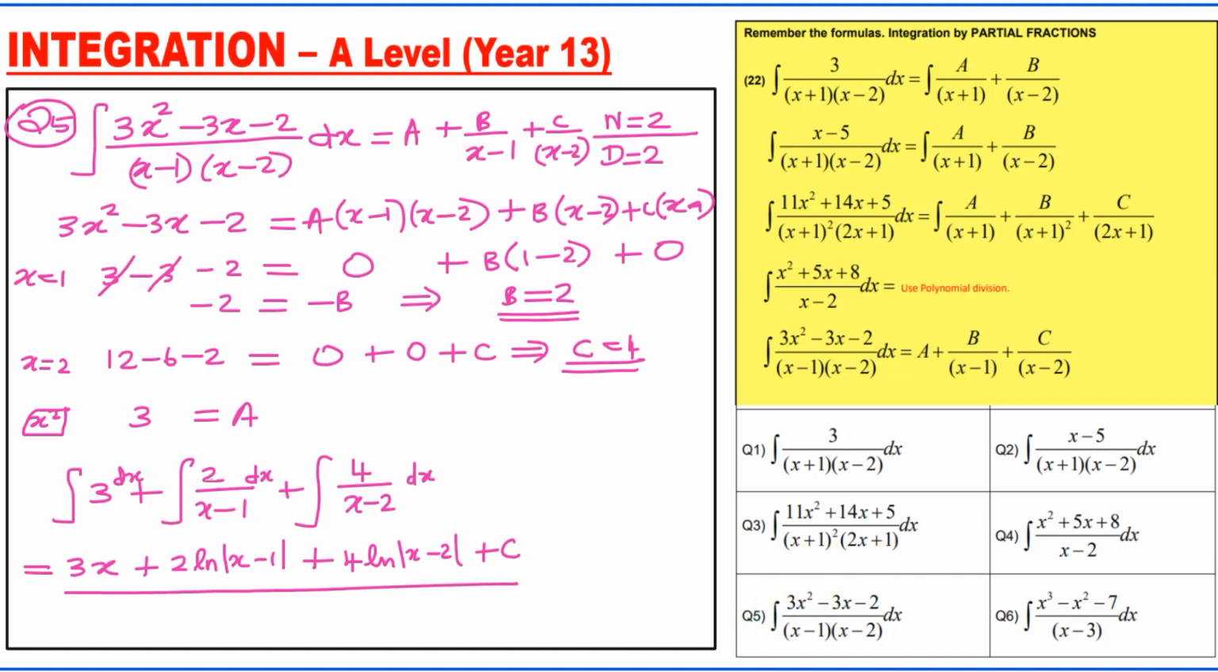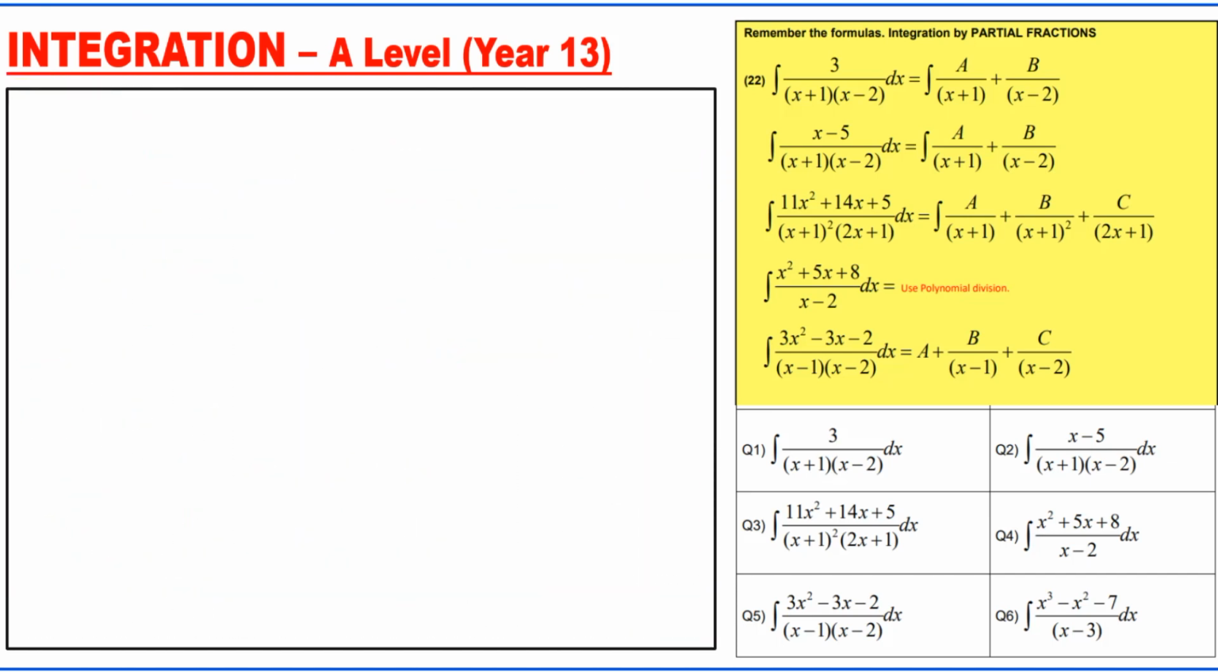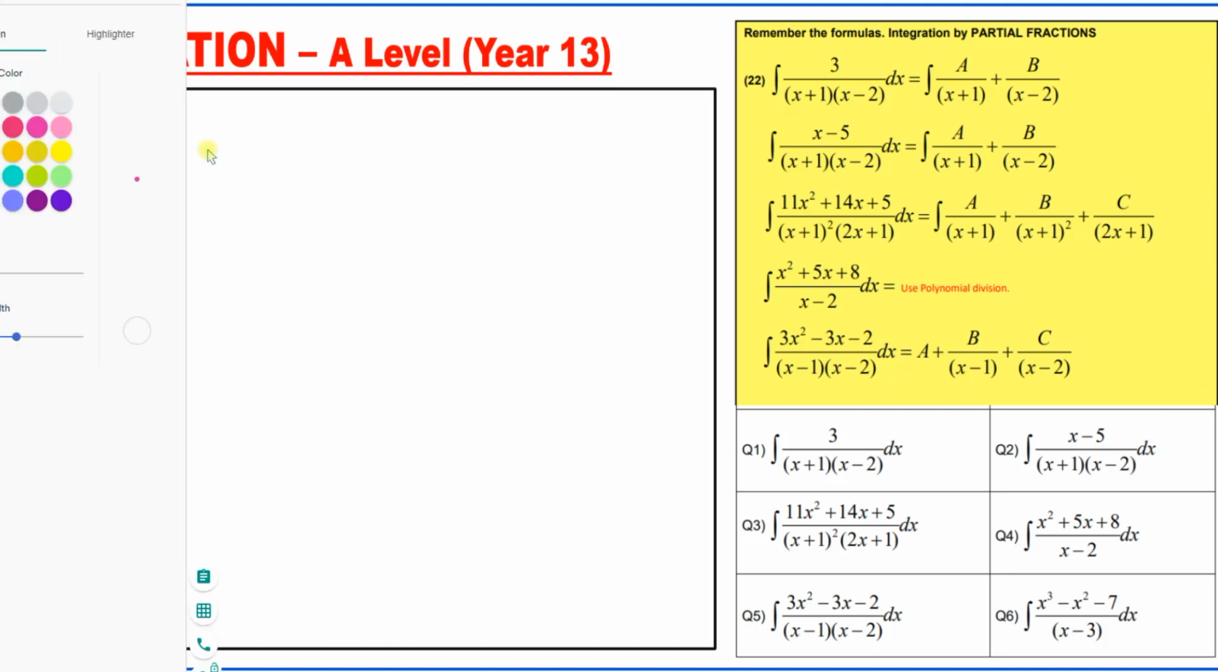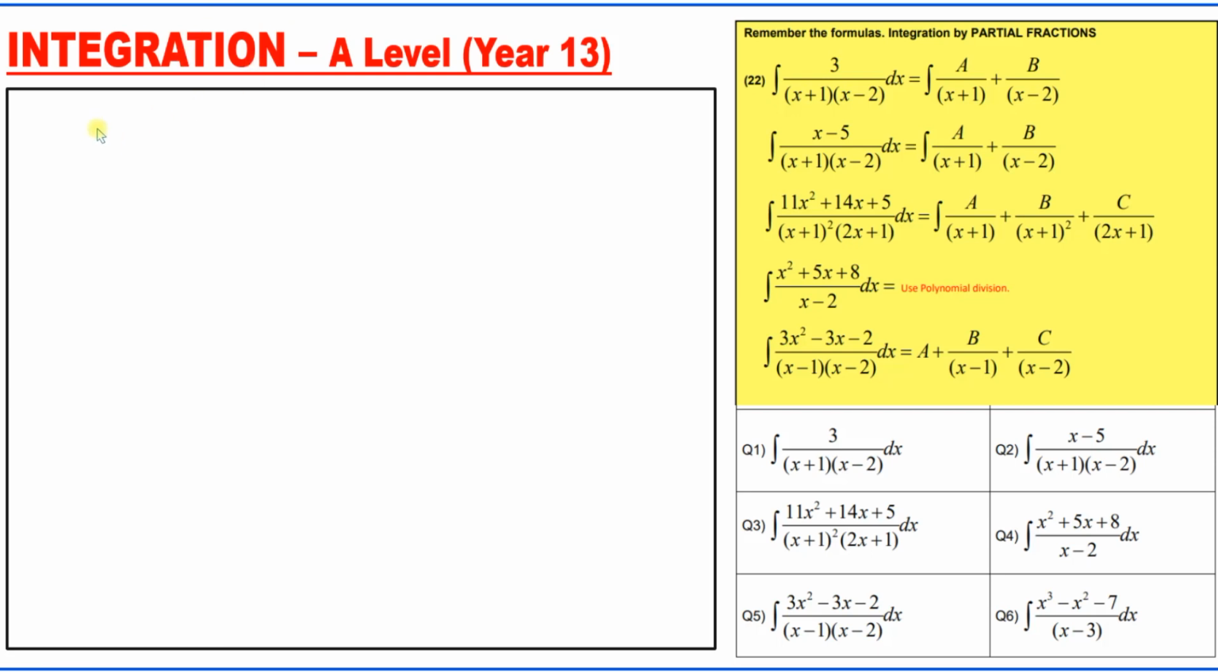So you need to be very familiar with the partial fractions pattern. Once you understand the partial fractions pattern, the integration becomes simpler. So one more question to make sure we are all singing the same song, understanding all the topics. The last question is integrating x cubed minus x squared minus 7 divided by x minus 3, dx.